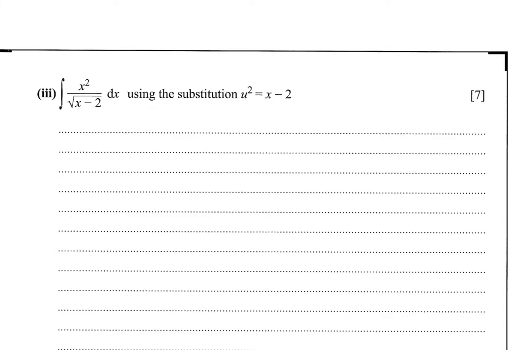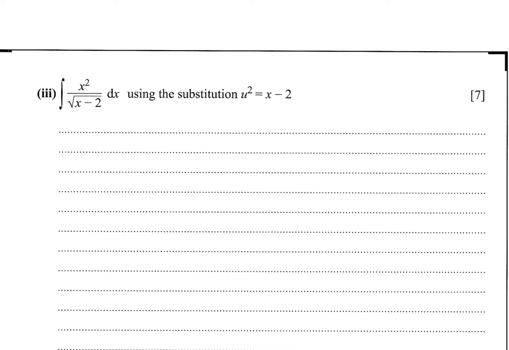Okay, this is an integration by substitution question. It says integrate x squared over the square root of x minus 2 with respect to x using the substitution u squared is equal to x minus 2. The first thing I like to do in these is to sort out how I'm going to change my dx to get it in terms of du.